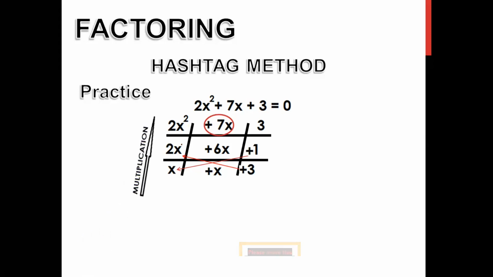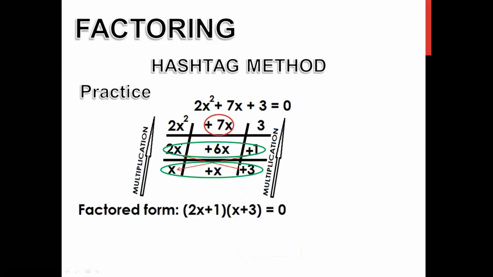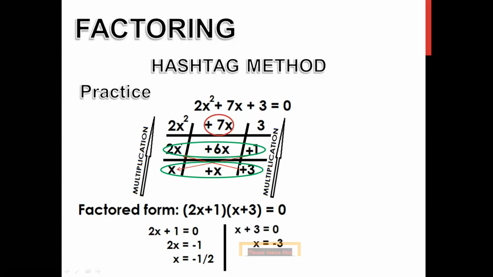Then after that, if all data agrees in our equation, we can directly copy our answer, which is the 2x plus 1 and the x plus 3. Then the factored form is 2x plus 1 and x plus 3. Okay, take the roots. So 2x plus 1 is equal to 0, we can get the negative 1/2. Then the other side, we can get the negative 3.